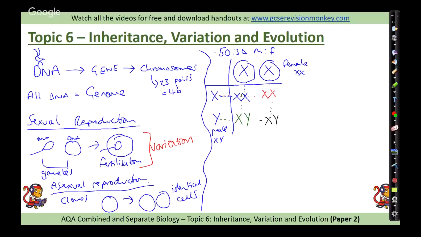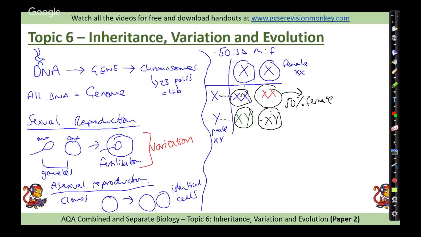XY. So if we do this cross, we prove that 50% of the offspring are going to be female and 50% of the offspring are going to be male. So we would indicate that somewhere on our diagram, 50% female, like so. And we would write the same for male down here.